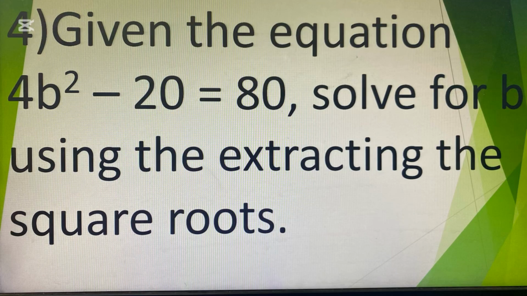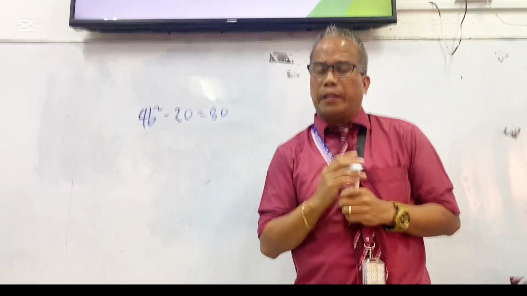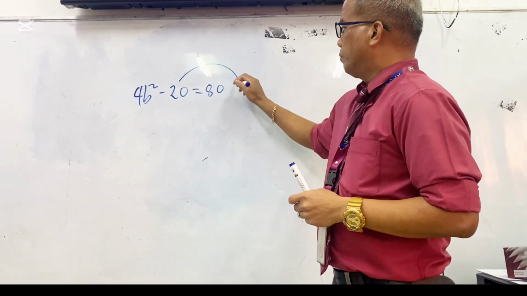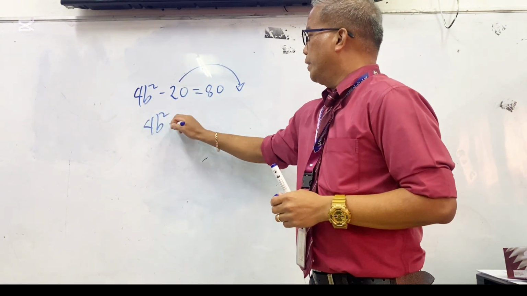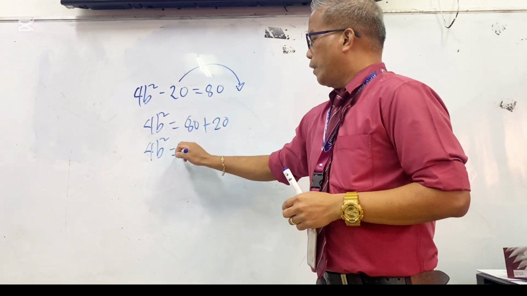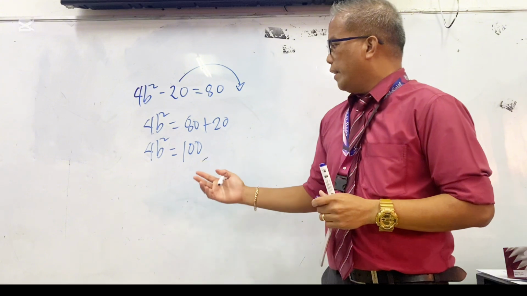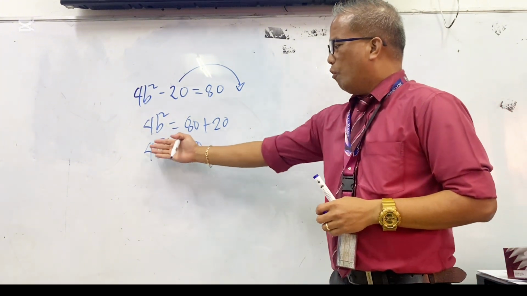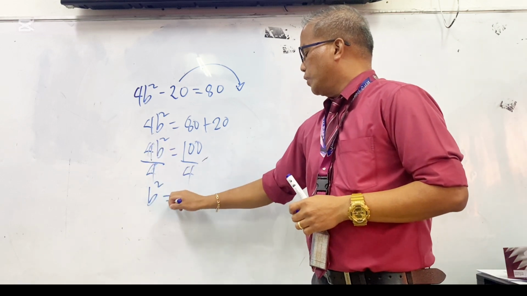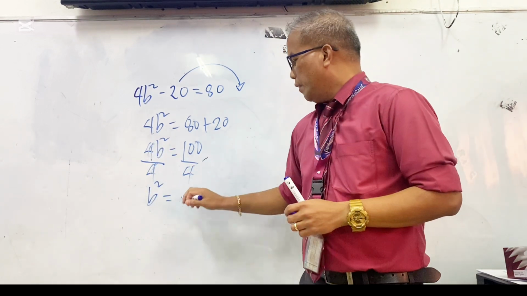Question number 4. Given the equation 4b squared minus 20 is equal to 80, we are going to solve for b using extracting square root. So the variable used here is b. All you have to do is transpose 20. So we have 4b squared is equal to 80 plus 20. Then 4b squared is equal to 100. Then we need to remove 4 by dividing both sides. Then we have now b squared is equal to 100 divided by 4, which is 25.